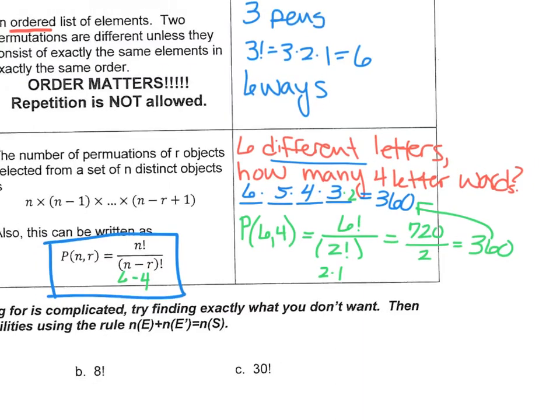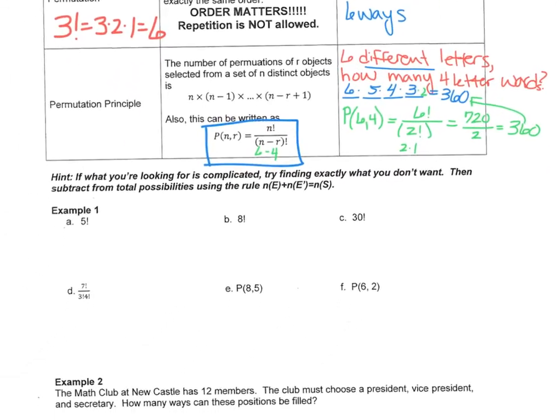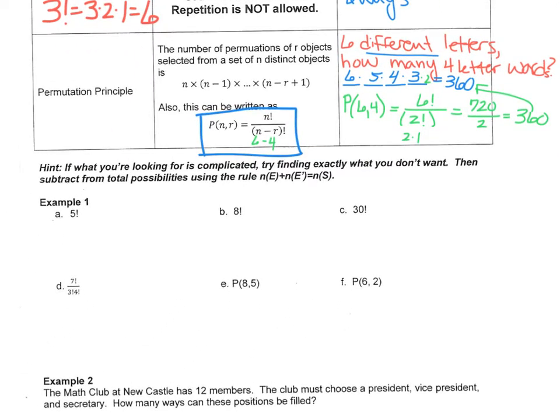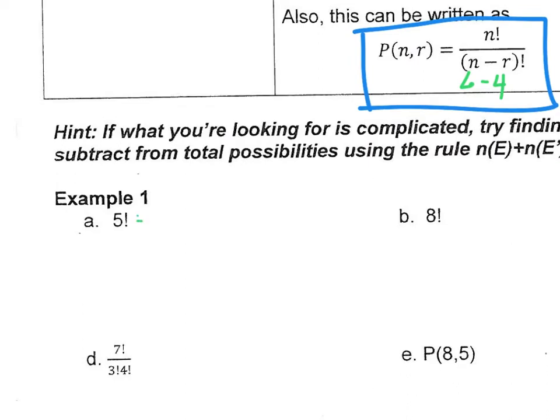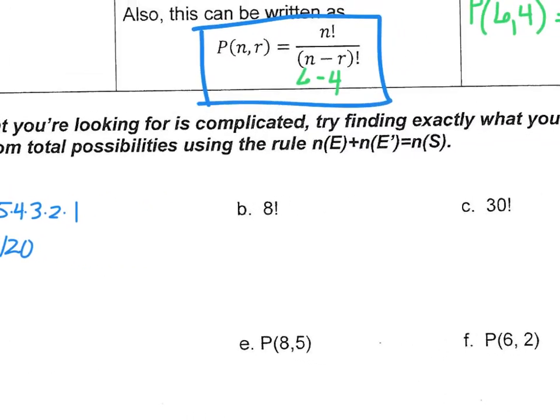I'm going to take you through some examples here, just getting used to that. Even though the calculator makes these a lot easier, these can all be done by hand. So I'll try to speak and go quickly. Part A is 5 factorial. 5 times 4 times 3 times 2 times 1. Answer is 120. The next one.